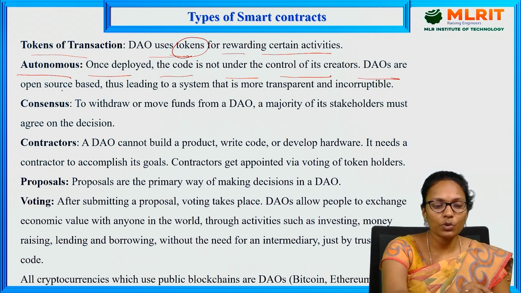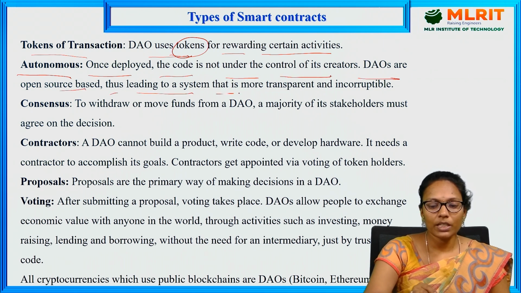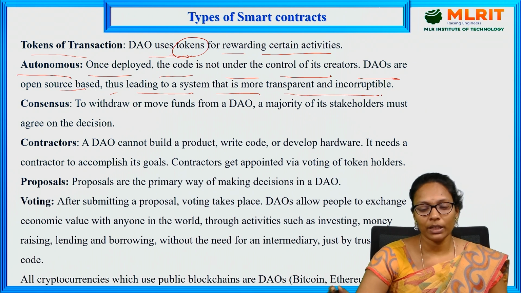Autonomous: once deployed, the code is not under the control of its creators. DAOs are open source based, thus leading to a system that is more transparent and incorruptible. We know DAO is following blockchain. It is not centralized. So once we deploy anything, once we take any decision, that will not be modified by any of the stakeholders.